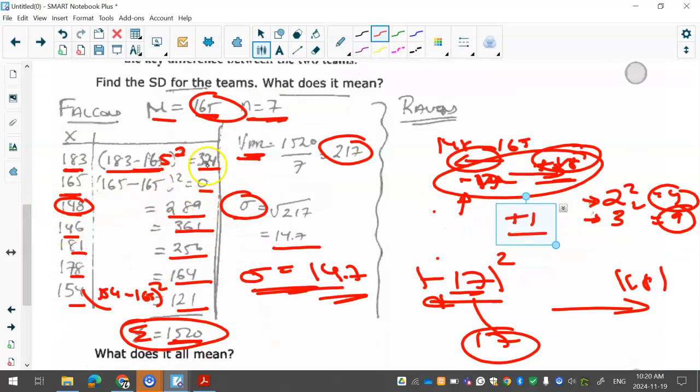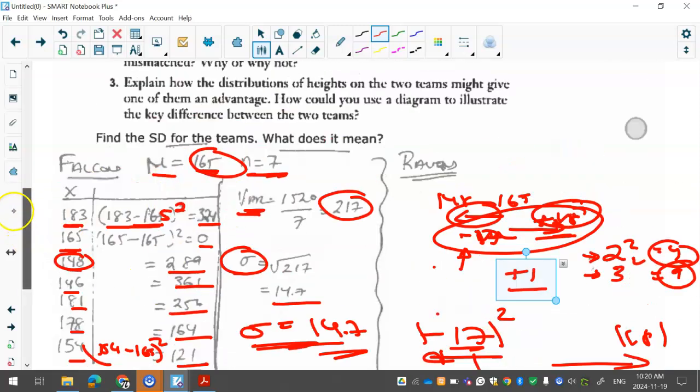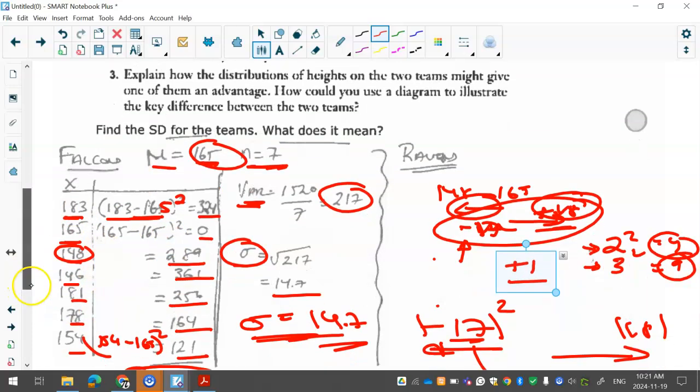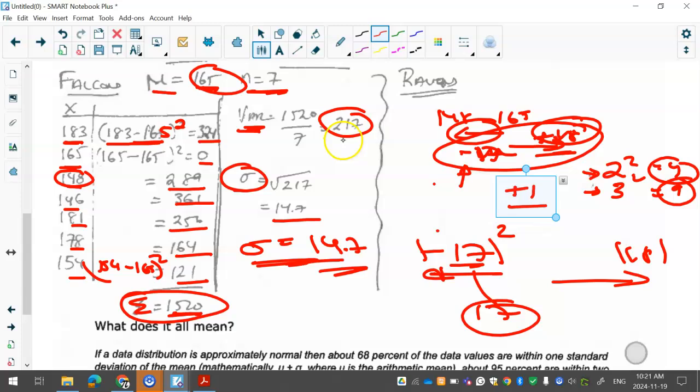These numbers are bigger. If these numbers were closer, so if we were to do this for the Ravens, all these numbers would be smaller. You add them up, that's a smaller number. You divide by 7, that's an even smaller number. You take the square root, it's even smaller. All we care about right now is that the Raven standard deviation would be less than 14.7. Bigger standard deviation, more spread out. Smaller standard deviation, less spread out.